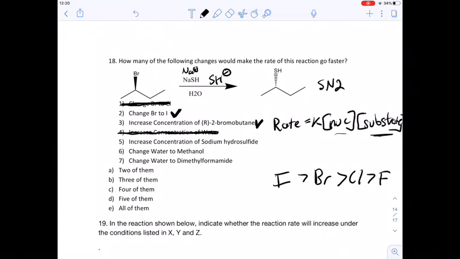Okay. Number 5 says increase the concentration of sodium hydrosulfide. So this is your nucleophile that they're referring to. And as you can see from your rate law, increasing the concentration of your nucleophile is going to increase the rate of your reaction. So this is good.